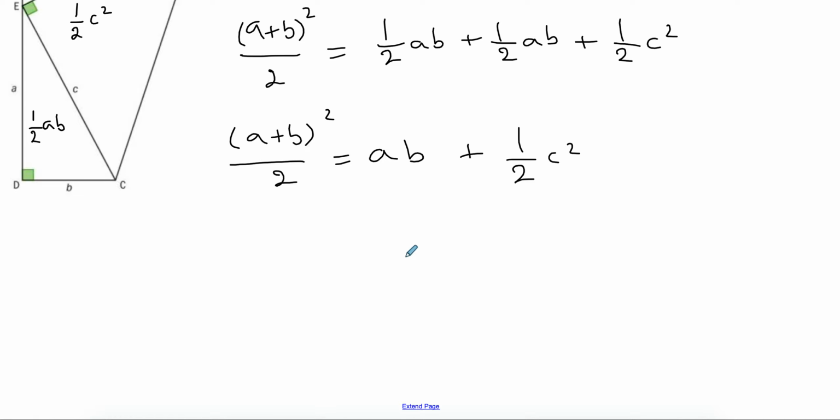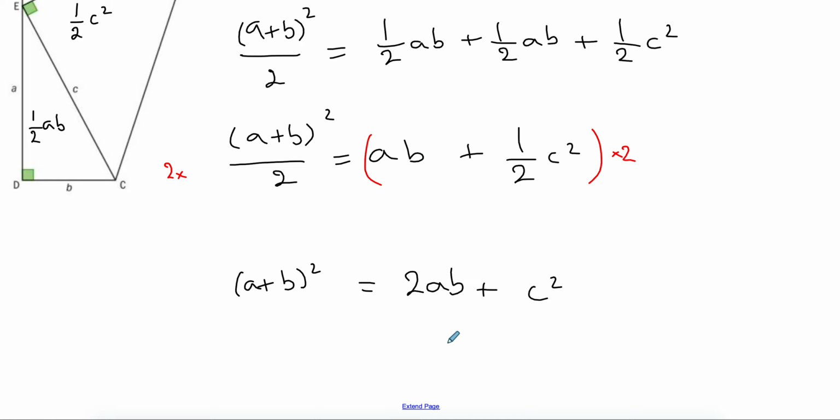And again, as I mentioned, it's just a matter of using your algebra skills. So I'm going to multiply both sides by 2 just to get rid of this 2. But remember, you multiply the whole thing by 2. So these 2 will cancel out, so I end up with A plus B squared. This 2 will cancel out with the denominator 2, but then it's going to multiply with AB, so 2AB there.